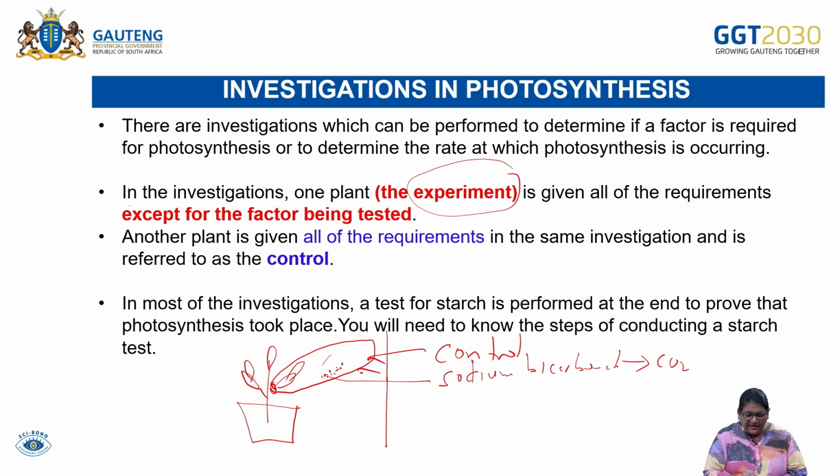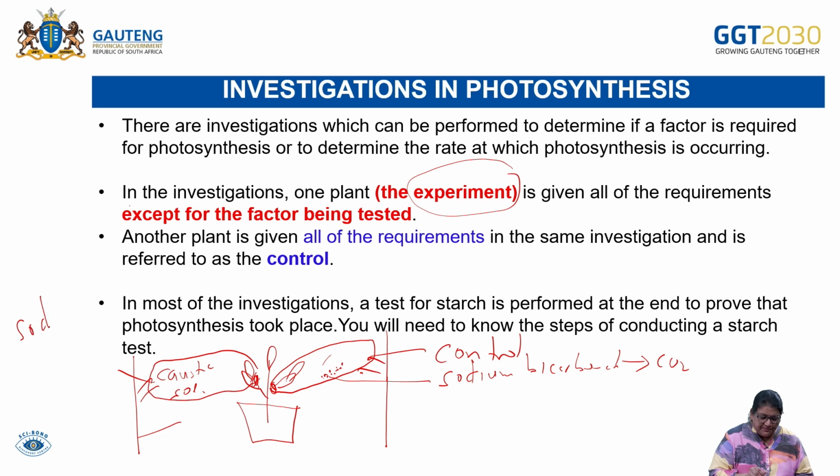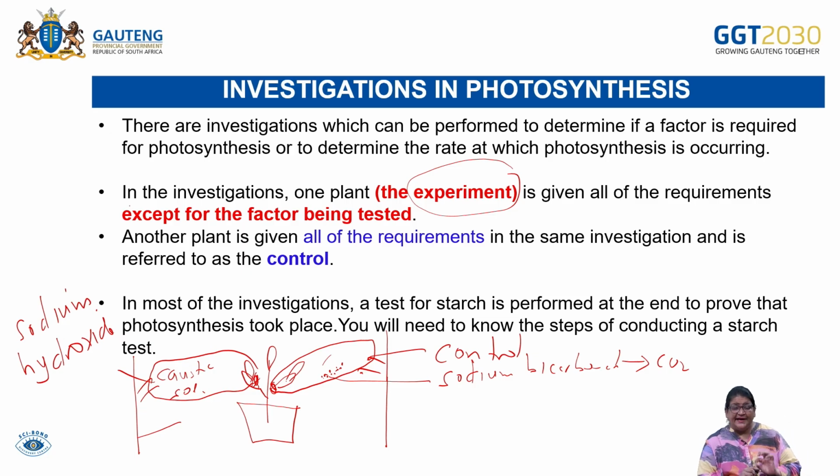You see, another plant is given all the requirements in the same investigation and it's referred to as a control because it's got everything now. Now we take another flask, another conical flask, seal it here, put a tripod stand, hold the flask in place, and here we're going to put caustic soda. Now caustic soda is also referred to as sodium hydroxide, or you can use potassium hydroxide.